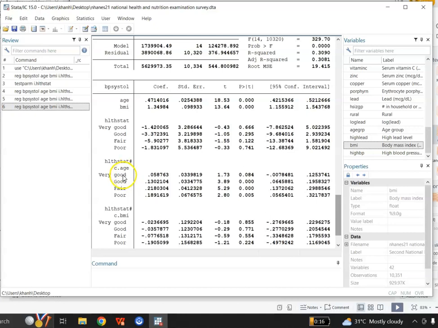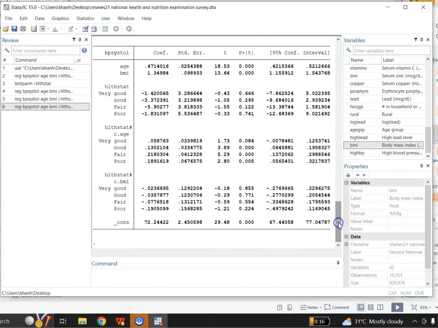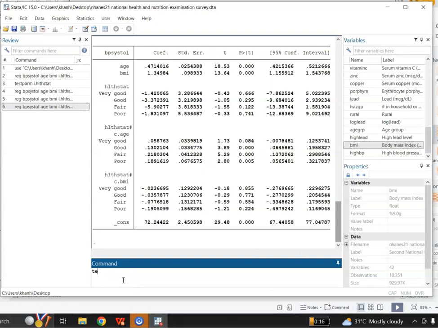So very good health and age, fair health and age, poor health and age, and three of them are highly significant, and one is significant at 10%. And then regarding the interaction between health status and BMI, none of the variables is significant. So let me test some of the assumptions.